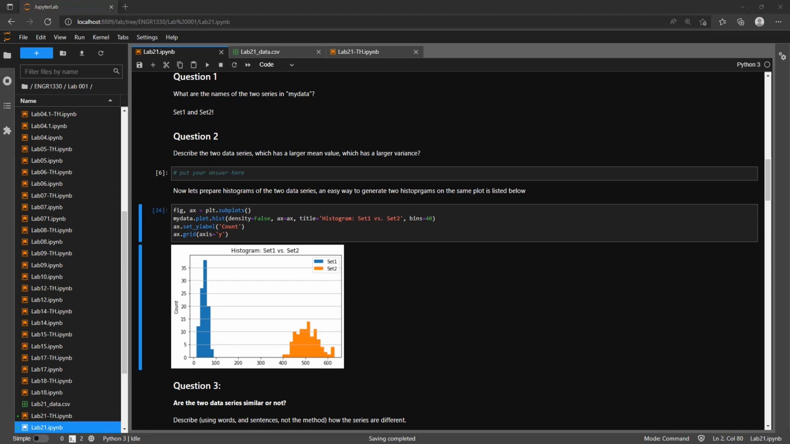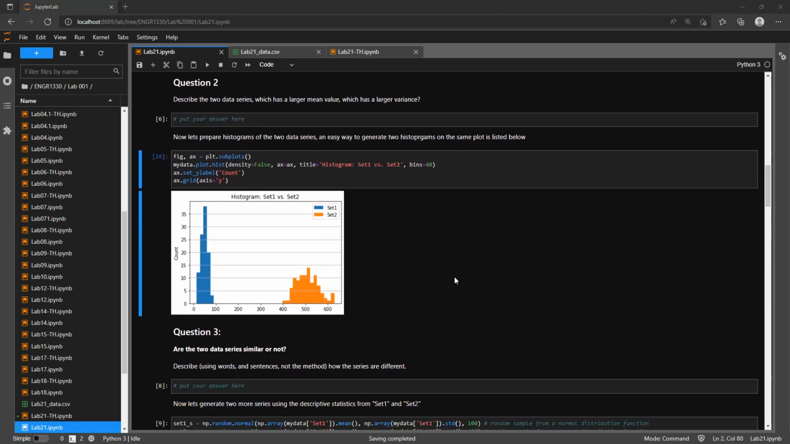What would cause that? Why would set one have data spread out over a smaller area than set two? As you can see, set one has most of its data in about four buckets, whereas set two has them all over the place. What is causing that? Yeah, it's the variance or the standard deviation. The fact that set two has a larger standard deviation, and thus a larger variance, accounts for the fact that it's more spread out.